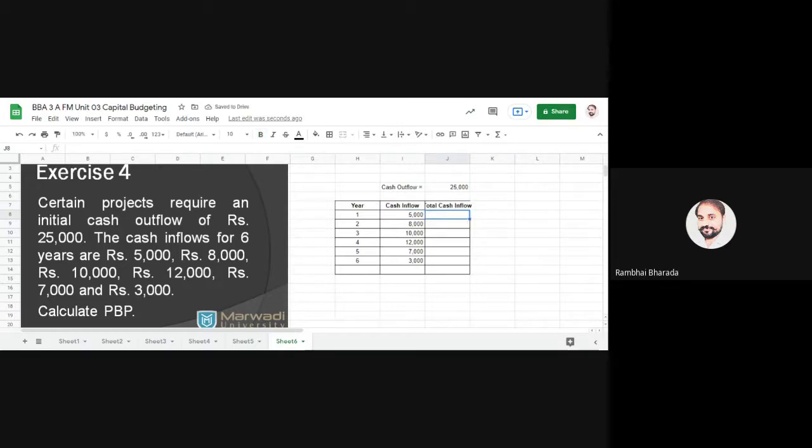In the first year, the project will generate 5,000. So in the first year, we have only an amount of 5,000. In the second year, 5,000 for the first year, 8,000 for the second year. So within 2 years, the project will generate 13,000. In the third year, 13,000 up to 2 years, and in the third year the project will generate 10,000, so total 23,000. In the fourth year, 12,000 more will be added: 35,000. Now the next ones are not required, I'm writing just for your information: 42,000 and 45,000.